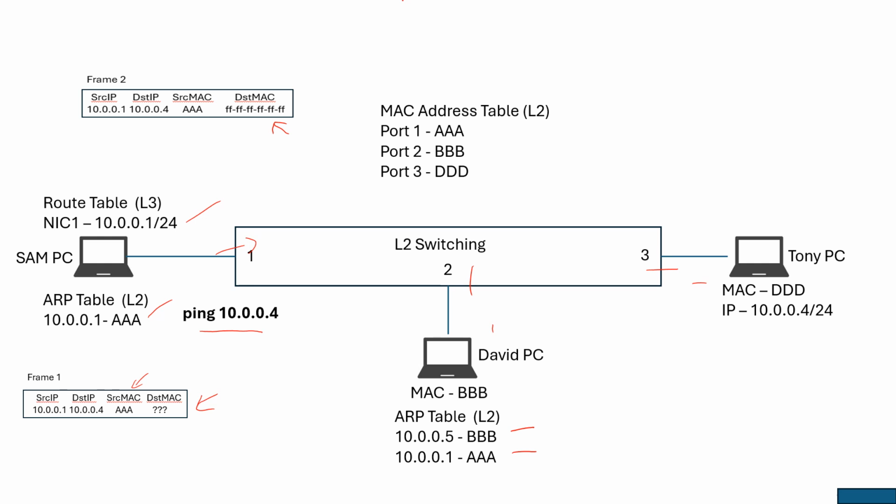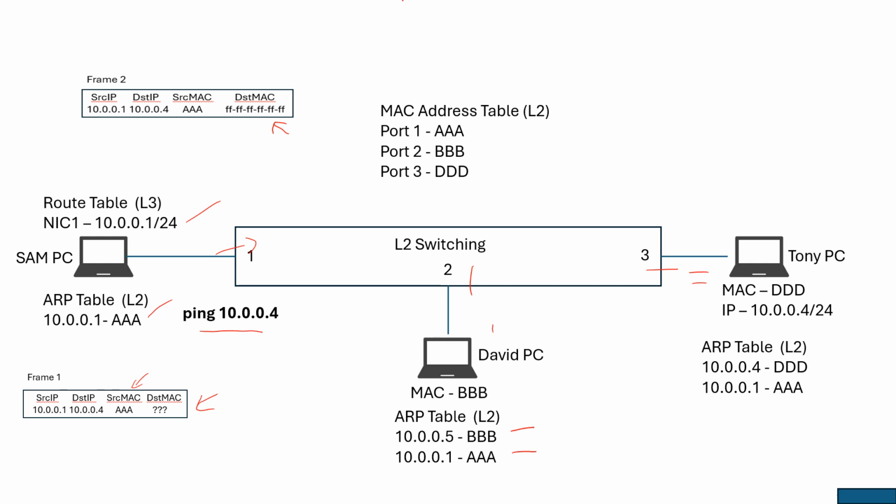It also does not reply back to this broadcast frame, since David's PC has the intelligence to know that this frame is not intended for him. Similarly, Tony's PC will also open this frame, see the MAC and the IP information of Sam, and also see its own IP address information in the destination IP field of this broadcast frame.